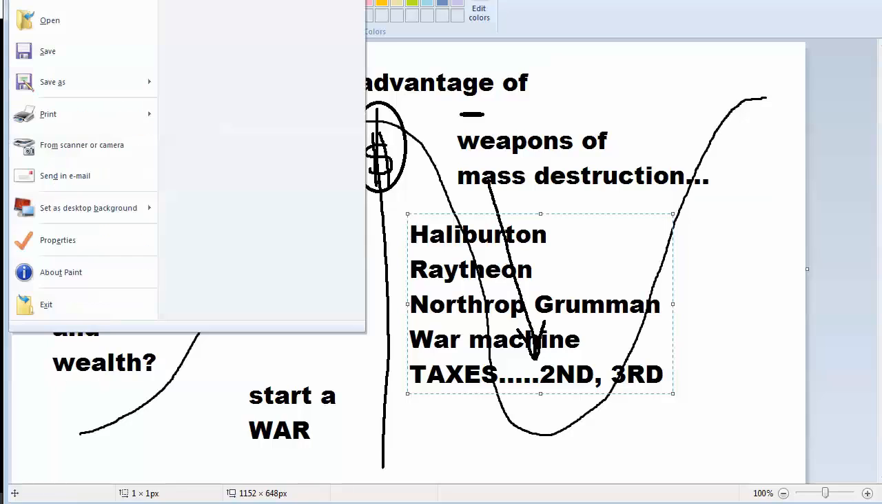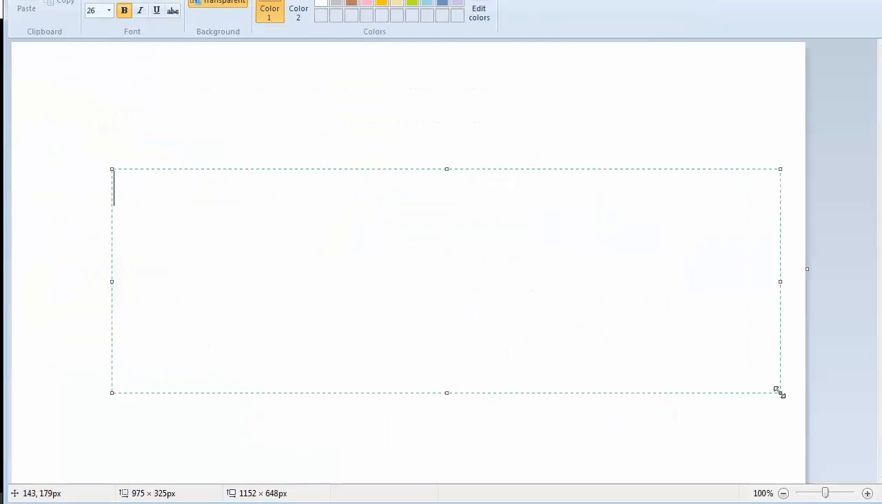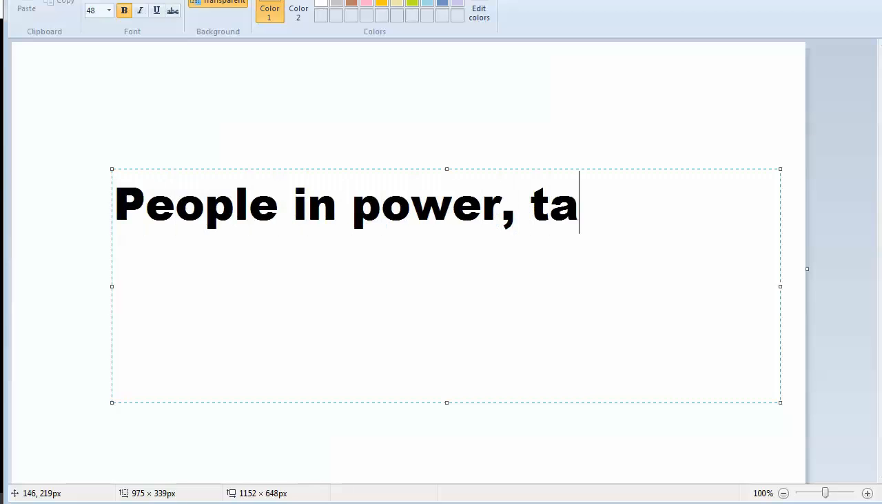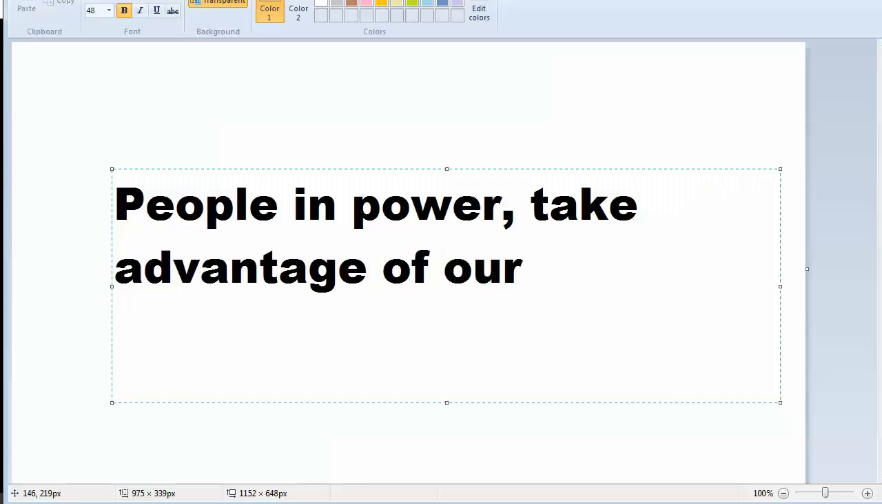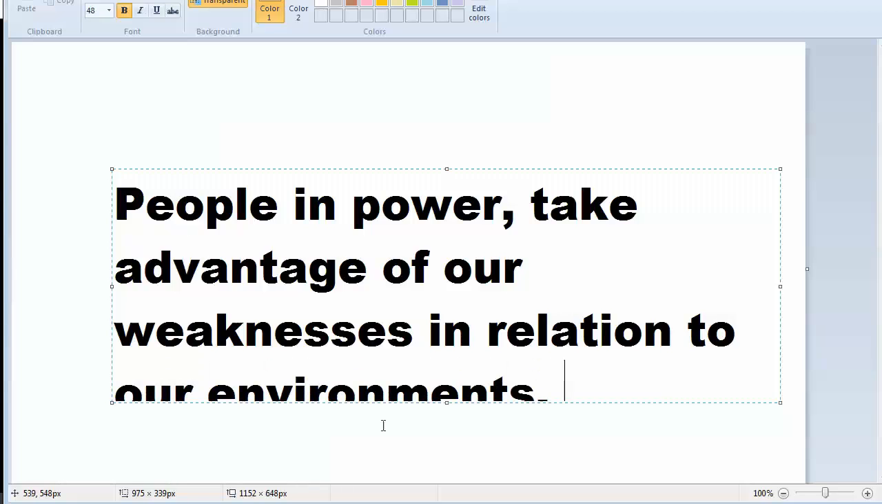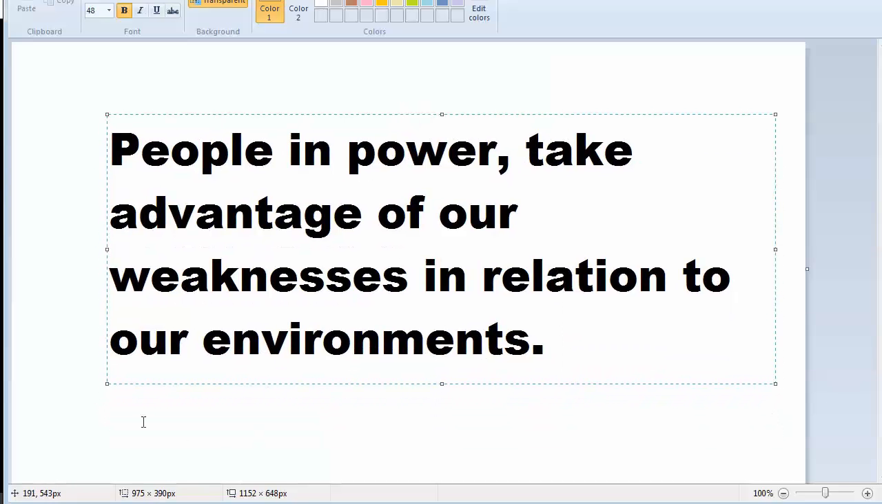So this was the first time that I started to suspect and really key in on, and it's a dark place to go, that people in power take advantage of our weaknesses in relation to our environments.